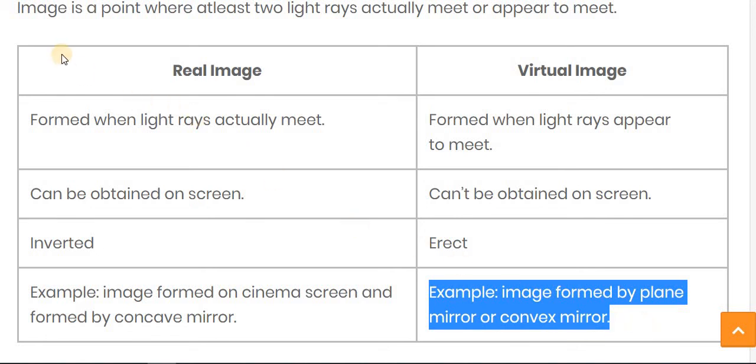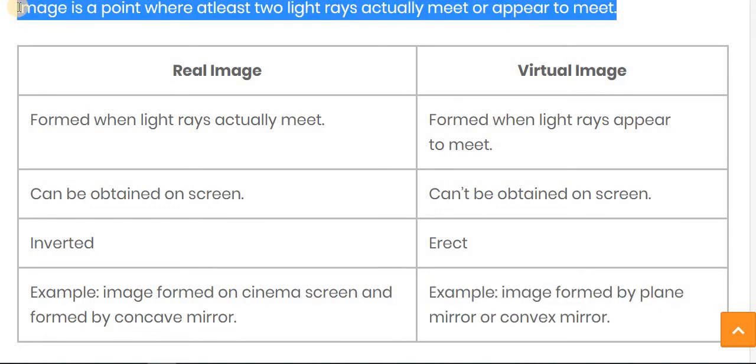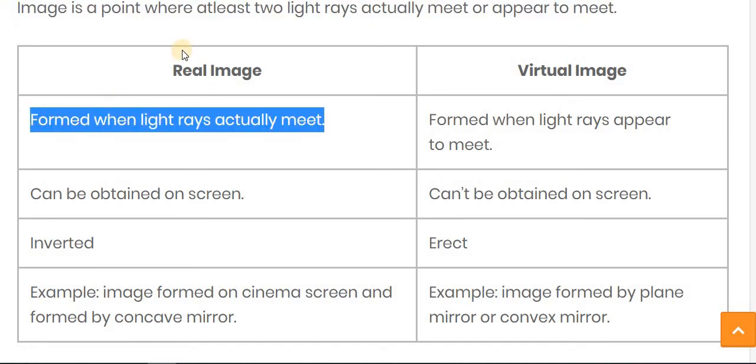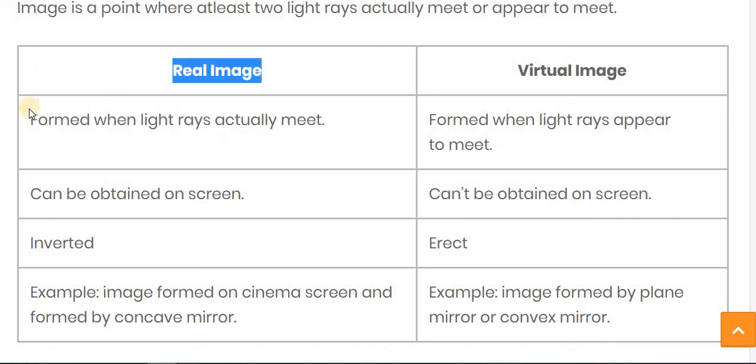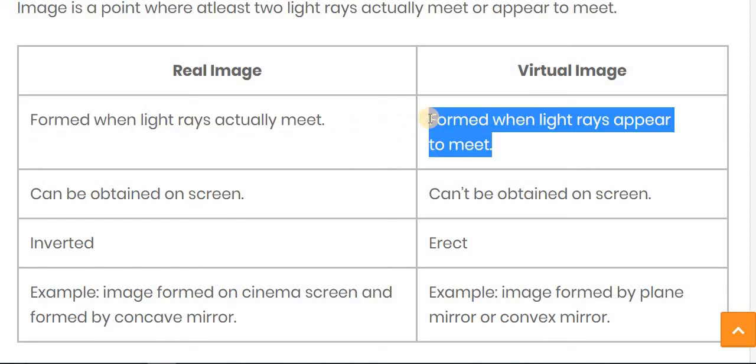Let's revise one more time. First of all, what is the meaning of image? Image is the point where at least two light rays actually meet or appear to meet. Then we consider it as an image. Now let's see the difference between the real image and the virtual image. The real image is formed when the light rays actually meet, whereas the virtual image is formed when the light rays appear to meet.